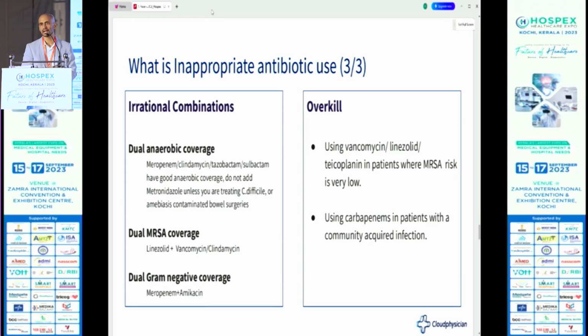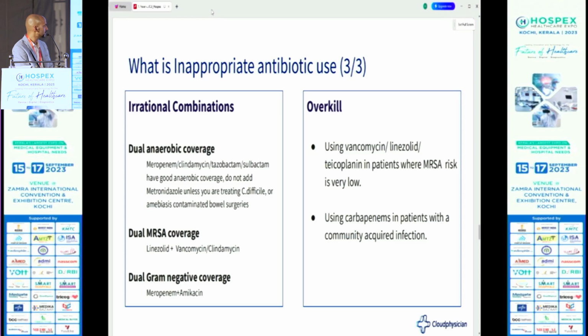This, I would say, has a 90% prevalence in our ICUs. A common example is that in intra-abdominal infections, after surgery, you will frequently see piperacillin tazobactam and metronidazole. There is no role for this combination. You need to add metronidazole only if you're covering Clostridioides difficile or you're worried about amoebiasis. But on its own, if you have a beta-lactamase combination or if you're using a carbapenem, you do not need to give metronidazole. Frequently overused irrational combination.